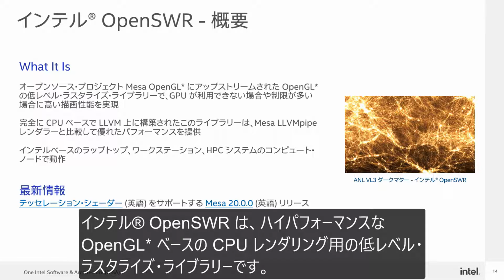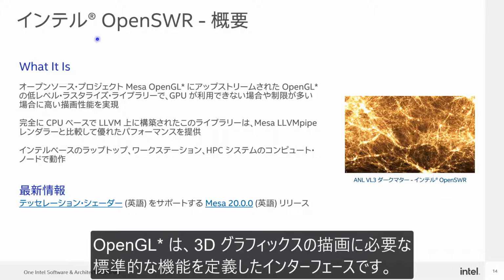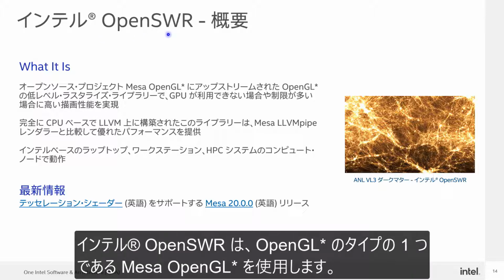And finally, we have Open Software Rasterizer, or OpenSWR, which provides a high-performance OpenGL-based low-level rasterization library for CPU rendering. So OpenGL is simply an interface that defines a set of standards of functions needed for drawing 3D graphics. So OpenSWR uses Mesa, which is basically a specific type of OpenGL.